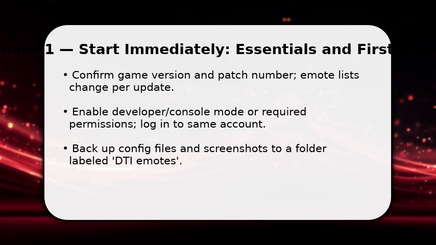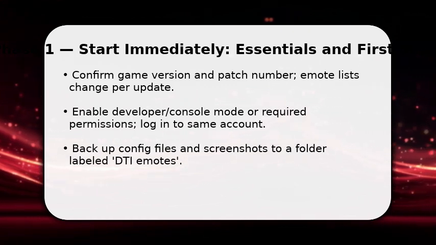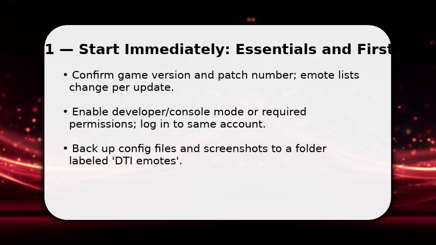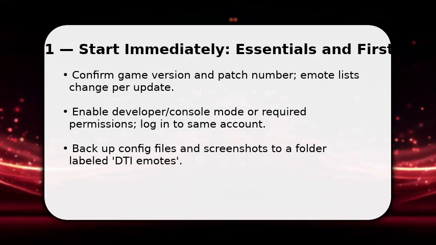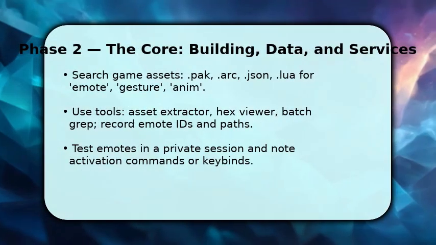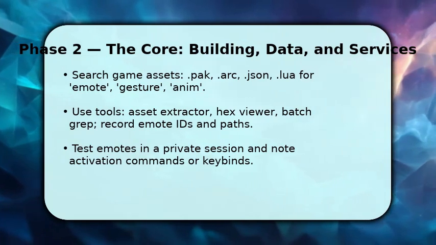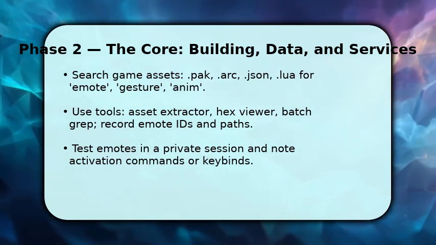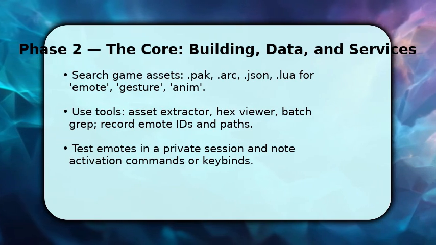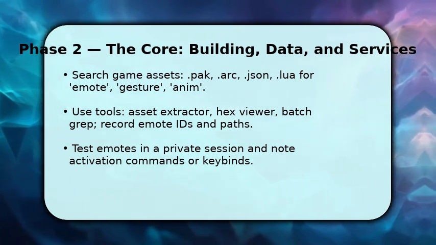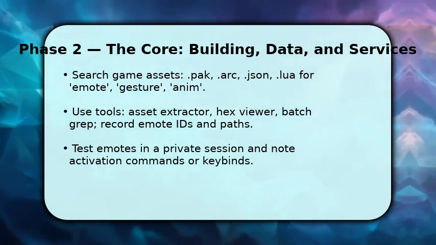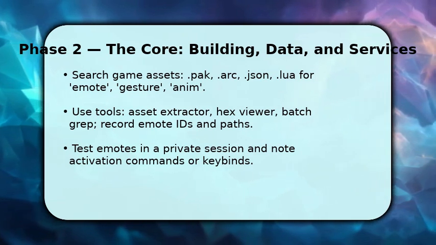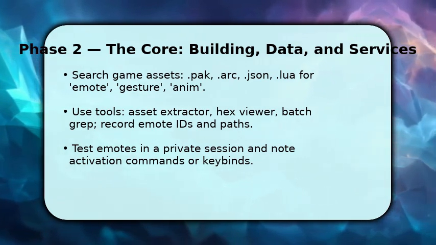While you do this, open the game and a text editor side by side. You'll need both for the first file scans and quick copy-paste. Now you run targeted searches through asset archives and scripts for keywords like emote, gesture, or anim. This exposes hidden entries. Use an asset extractor and batch grep to pull matching lines. Hex viewers help when strings are obfuscated, so you capture IDs and file paths.